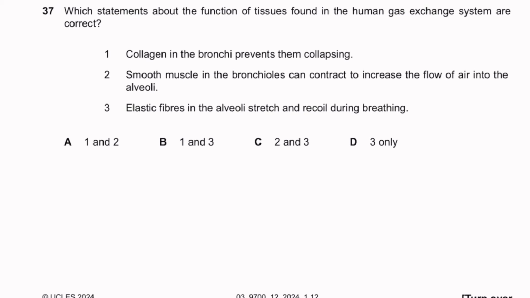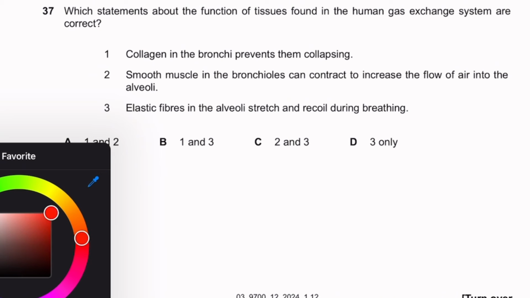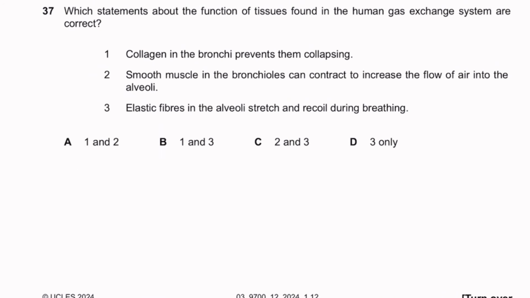What statements about the function of tissues found in human gas exchange system are correct? Okay, so in the human gas exchange system, collagen in the bronchi prevents them from collapsing. It's not really the function of collagen in bronchi, it's the function of collagen in trachea. So we could cancel this.